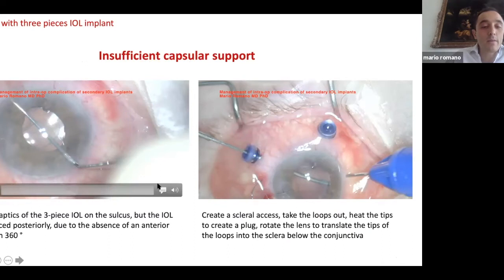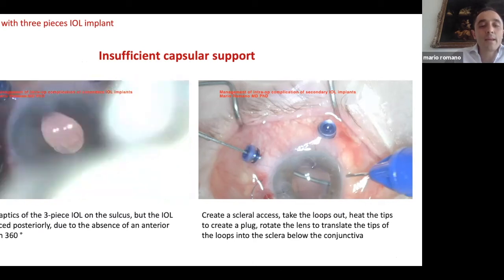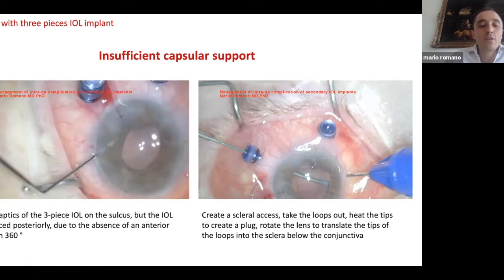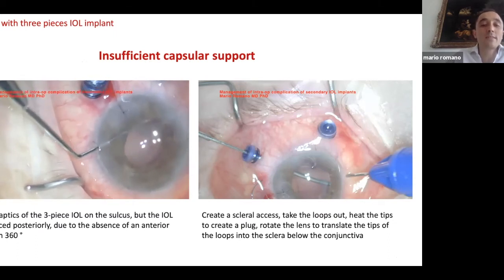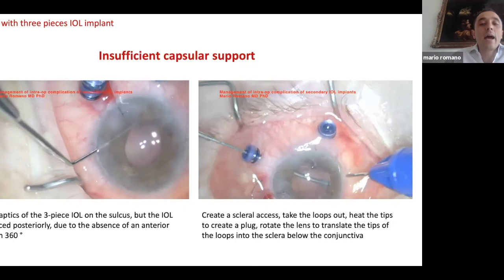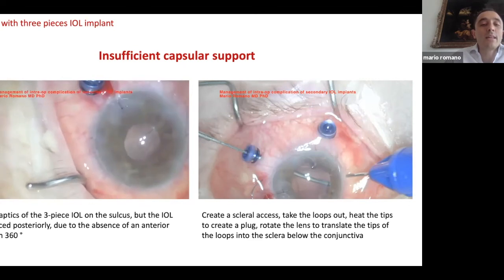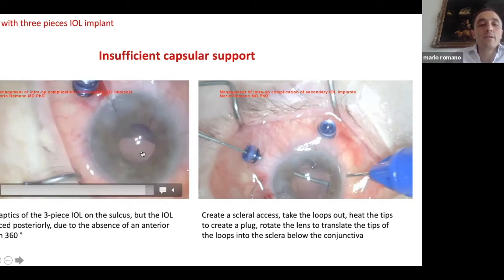As you can see here in this video, we have the two optics of a three-piece IOL in the sulcus, but the IOL at the end was displaced posteriorly because there was an absence of an anterior continuous capsulorhexis on 360 degrees. As you can see here, I was placing it in the sulcus, but after a few seconds the IOL was displaced again onto the retina.